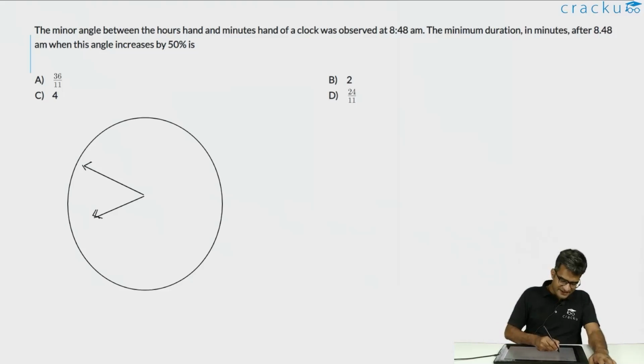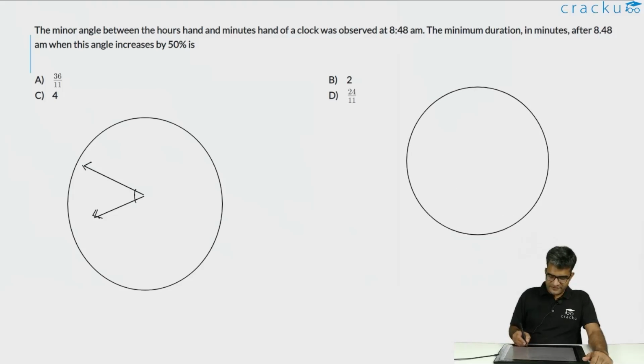Let us first calculate the angle between the hour hand and the minute hand at 8:48. How can we calculate it? At 8 o'clock, it will look something like this. The minute hand will be exactly vertical. The hour hand will be at exactly 8. It will be something like this. So the hour hand will be over here. This angle will be 240 degrees.